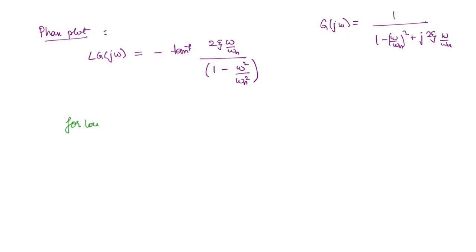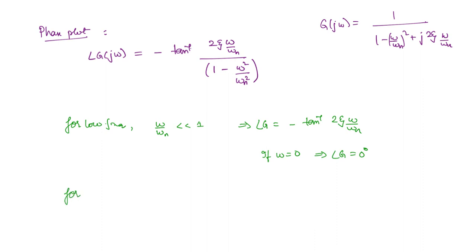For low frequencies, what can we write? Omega by omega n we can ignore as compared to 1. Then what will be the phase? The phase of G will be equal to minus tan inverse 2 zeta omega by omega n. And here if you substitute omega equal to 0, that means the initial angle, then angle G is going to be equal to 0 degrees.